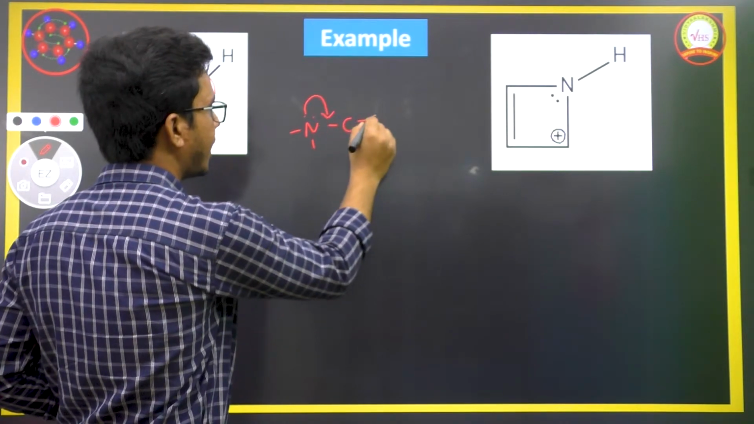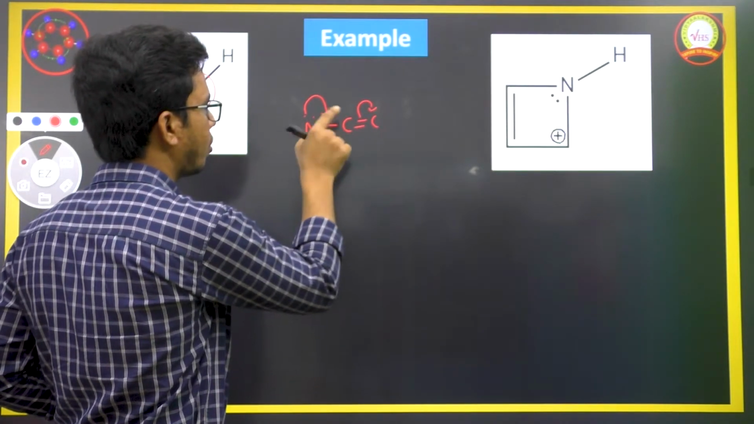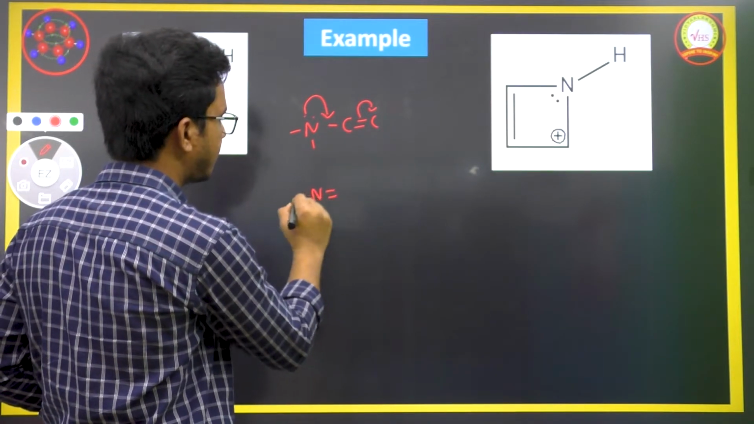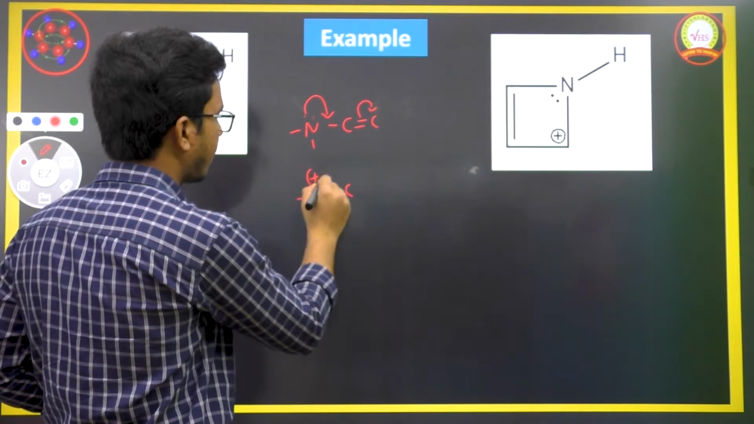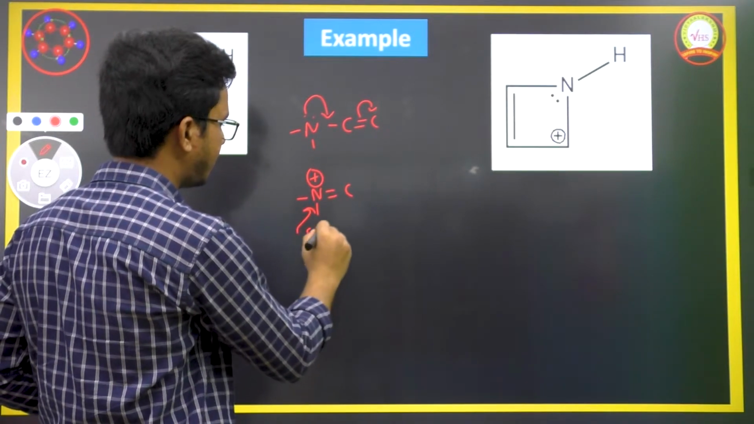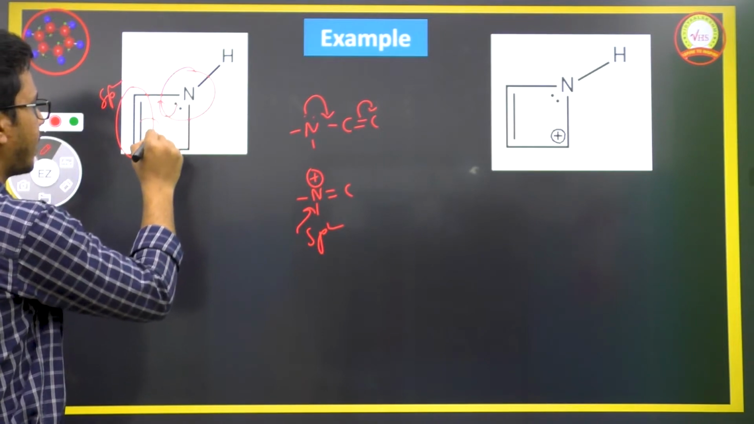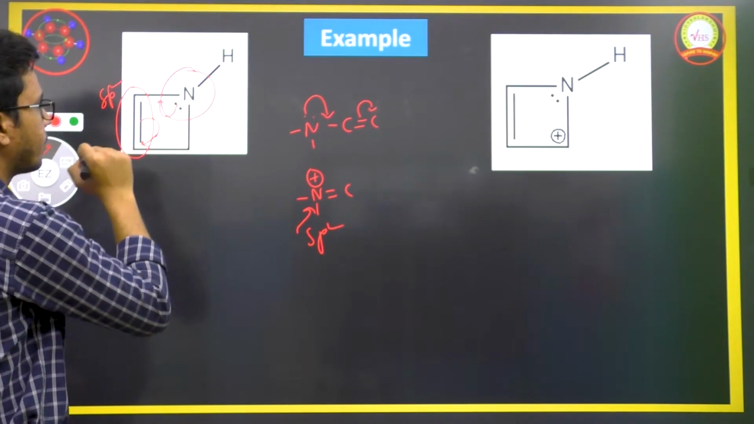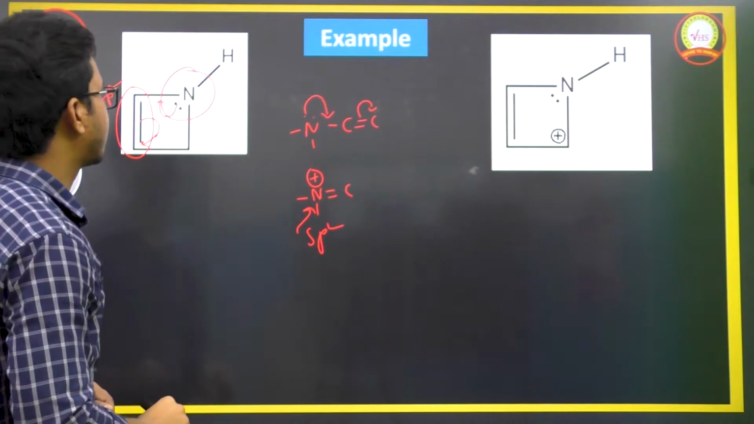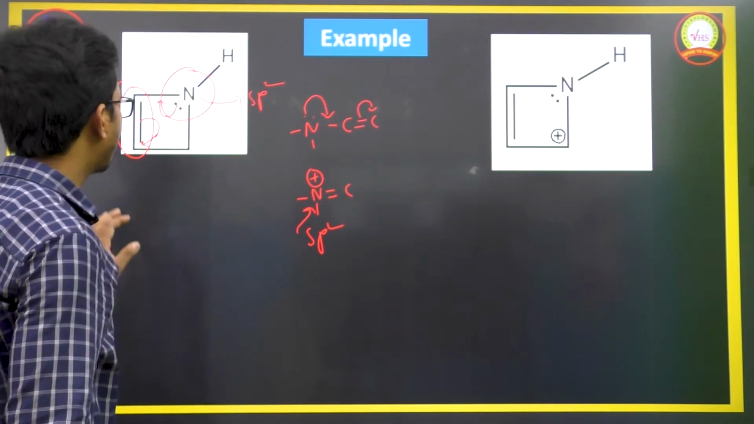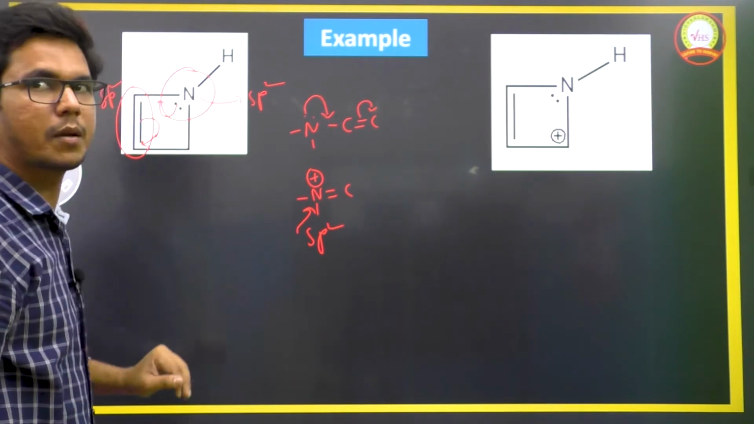Here delocalization takes place. What delocalization takes place? Lone pair pi electron delocalization takes place and formation of a new double bond takes place between nitrogen and carbon. Then the hybridization of this one is sp2. Here, this lone pair is in conjugation with the pi bond, right? When it participates in the delocalization, it forms a double bond and also it becomes sp2 hybridized.